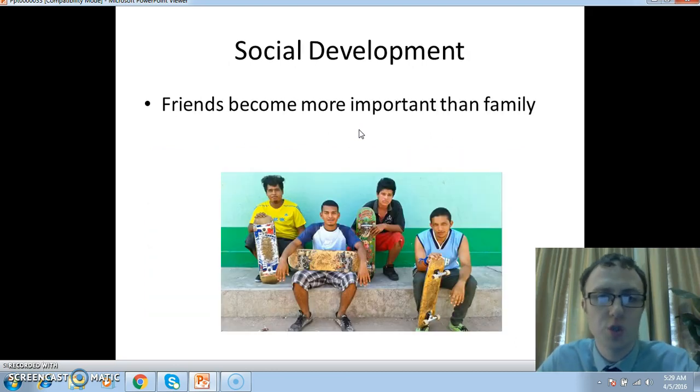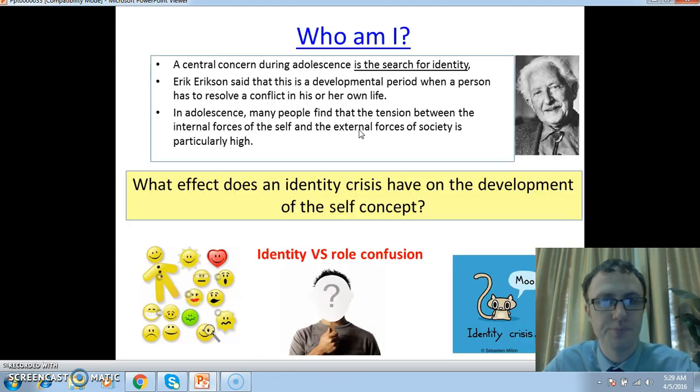Okay, social development. During this time, friends become more important than family. Okay, not absolutely more important, but compared definitely to childhood, where the family, the mum and dad, are probably a lot closer to the child. The child, now turning into an adolescent, would like to spend more time with people the same age as them.